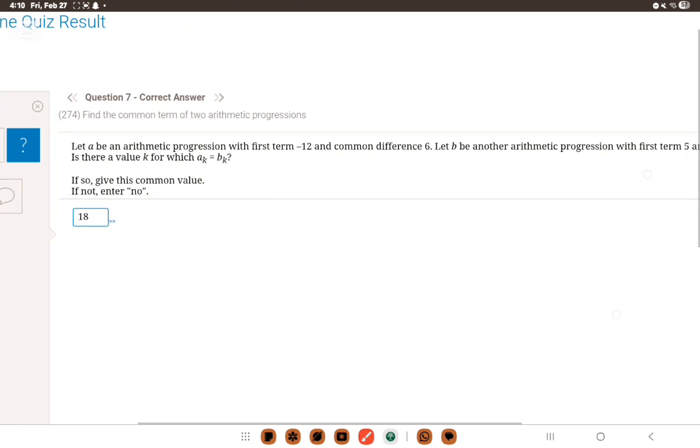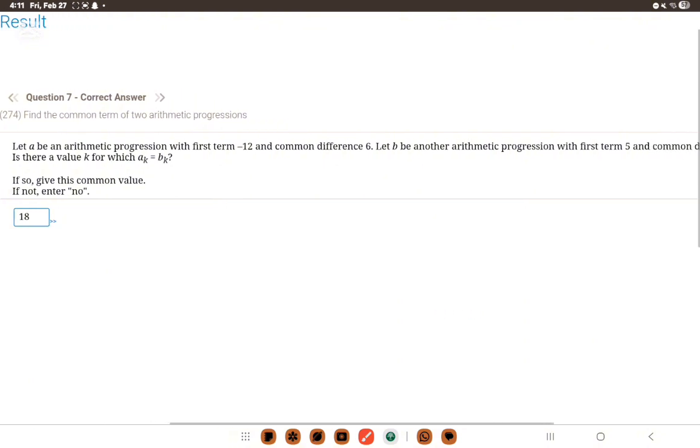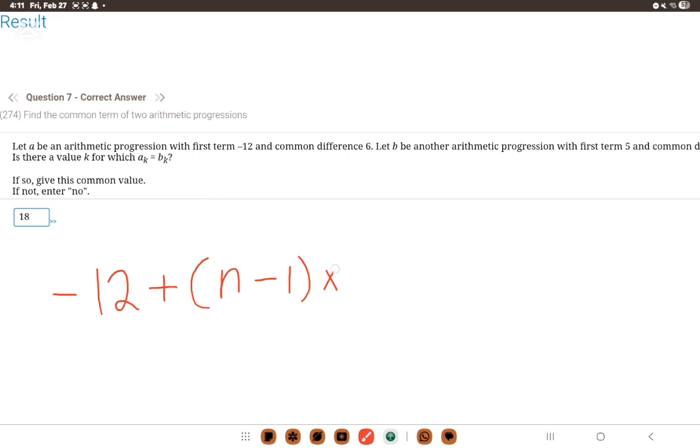Let A be an arithmetic progression with first term negative 12 and common difference 6. Let B be another, whatever. The first thing you do is write your formula: negative 12 plus n minus 1 multiplied by 6. Now we want to find AK equal to BK. What is the K? K is the n. So we're going to make it equal to 5.